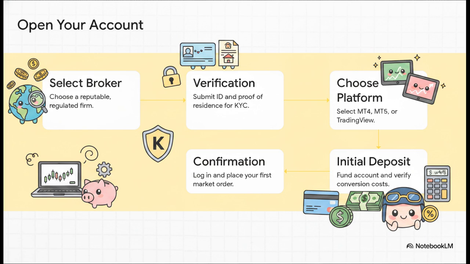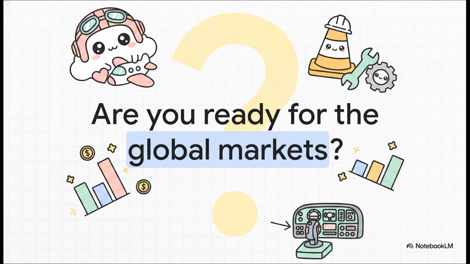Step 3, choose your platform, like we just discussed, maybe MT4 or TradingView. Step 4, make your initial deposit using a card, wire transfer, or e-wallet. Just always remember to check those conversion costs first. And finally, Step 5, log into your software, configure those vital risk management settings we talked about, and start analyzing the real-time price action. At this point, we've stripped away the mystery.